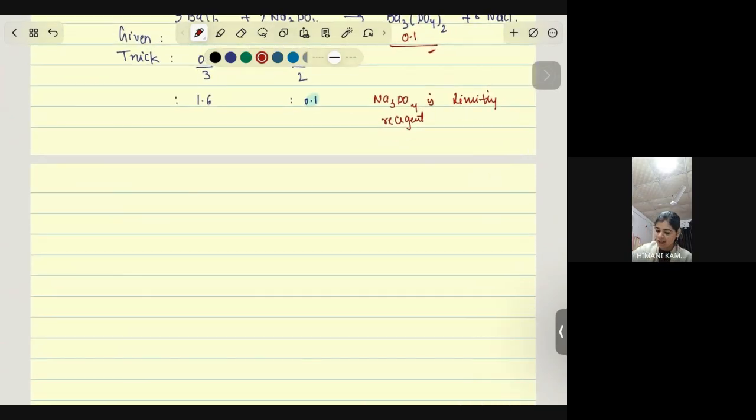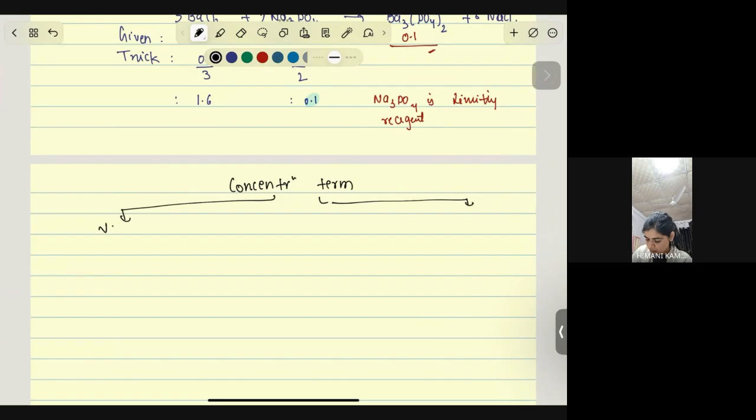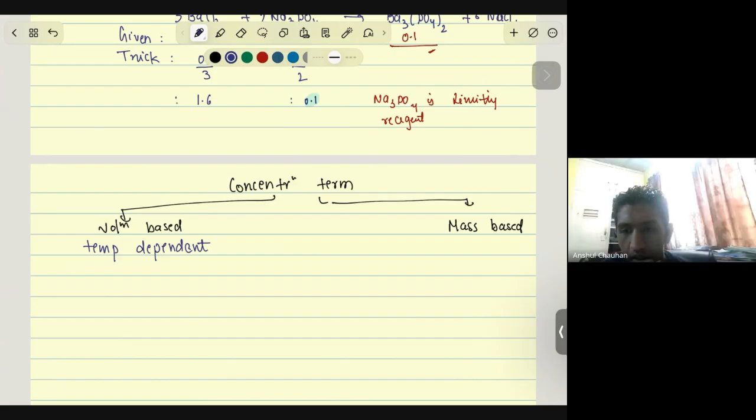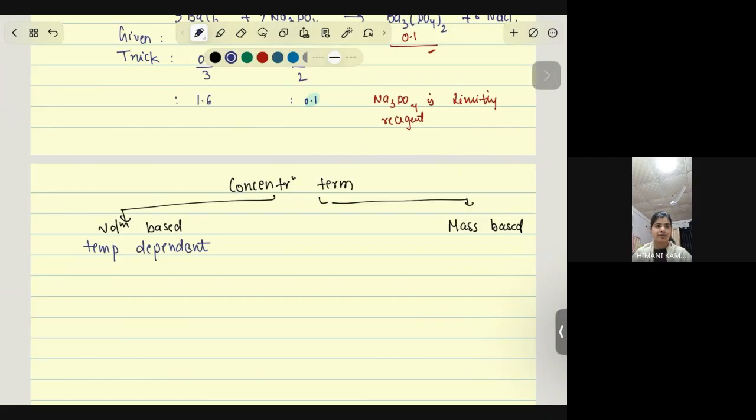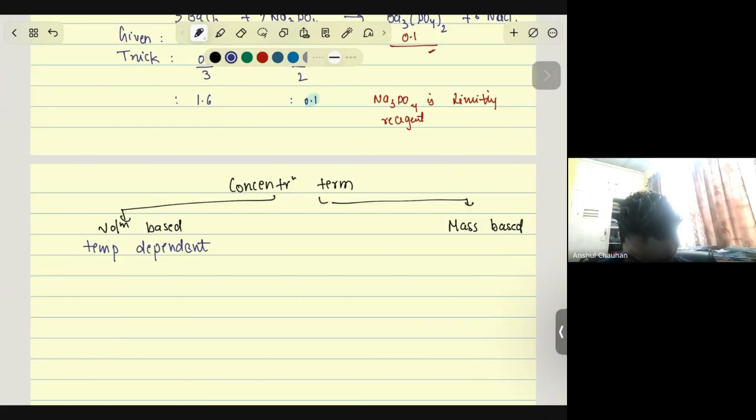Now we will start with the concentration terms. These concentration terms are divided into two parts. The first one is volume based, the second one is mass based. The volume based ones are temperature dependent. How is it temperature dependent? Increase in temperature increases the volume, yes, it is directly proportional. And mass is not dependent on temperature, it is temperature independent.